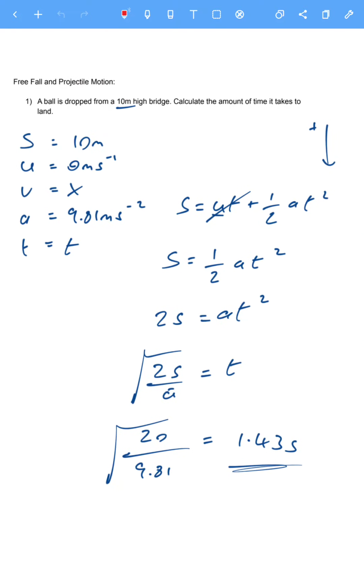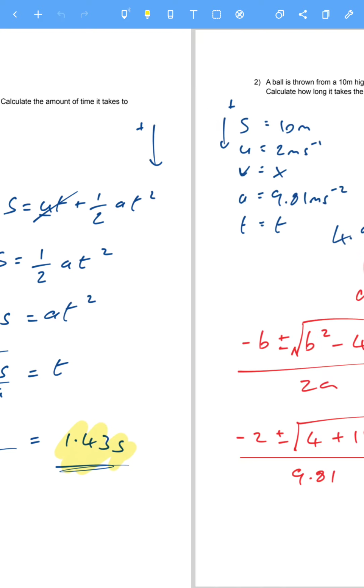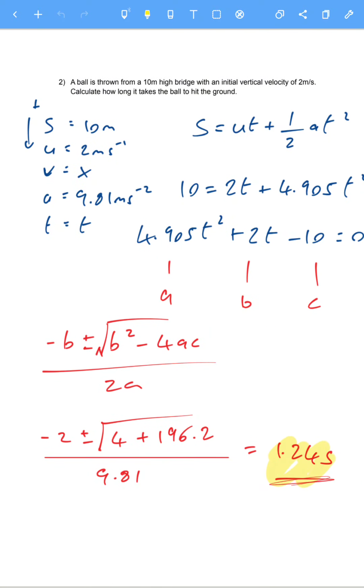But really, the question that I did before was 1.43 seconds. So it would be, logically, if we've thrown it downwards with a little bit of initial velocity, then the time should be less, which it is. So well done if you got that. Let's do one more question just to finish. So if you want to have a go at this next one.